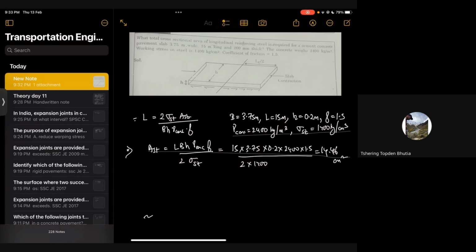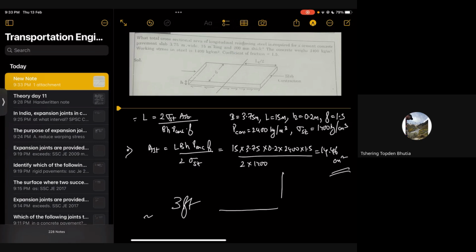F into AST. Okay, if you think about it, BLH I have cancelled out. Square meters? No, it will be square centimeters only. Okay, the formula is designed as such. It will be square centimeters only. Don't say square meters. Think about it. Square meter is too big. Think about it. 1 meter is about 3 feet, right? 14.46 square meters would be about 3 feet by 3 feet, almost like a house.